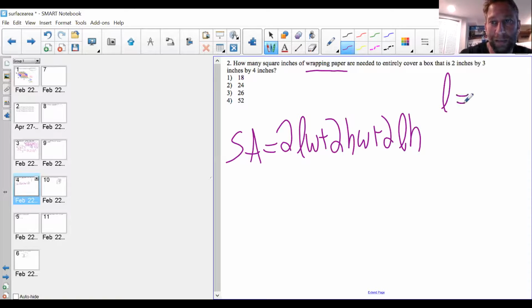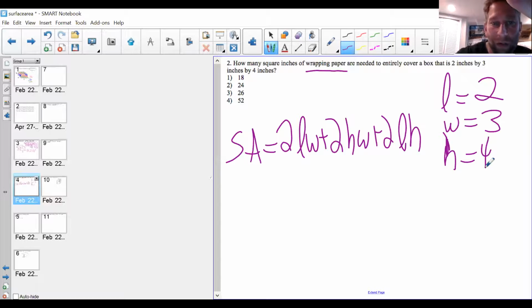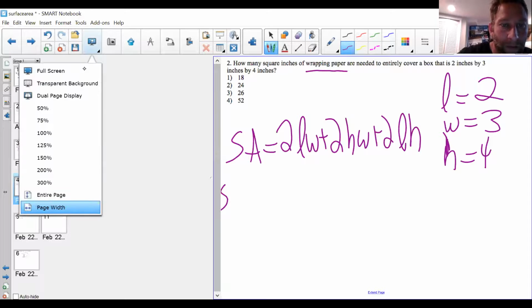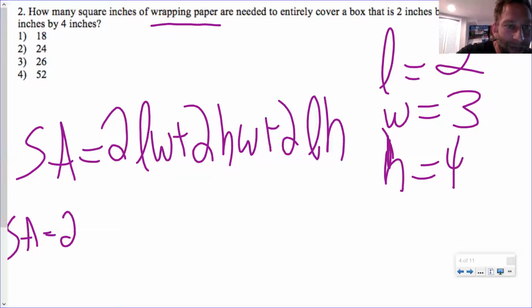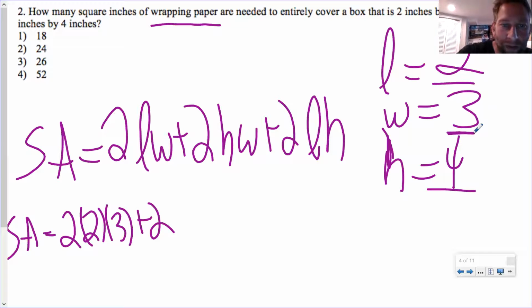So let's list my length, width, and height. Again, these questions are pretty simple, but there are mistakes that can be made. Listing your length, your width, and your height will help eliminate mistakes. It doesn't say which is the length, the width, and the height. It doesn't matter. I'm just going to say the length is 2, the width is 3, the height is 4. So LW is 2, 3. HW is 4 and 3. LH is 2 and 4.